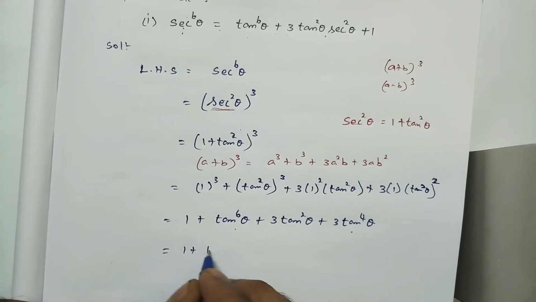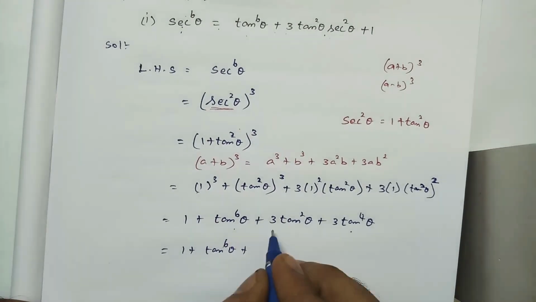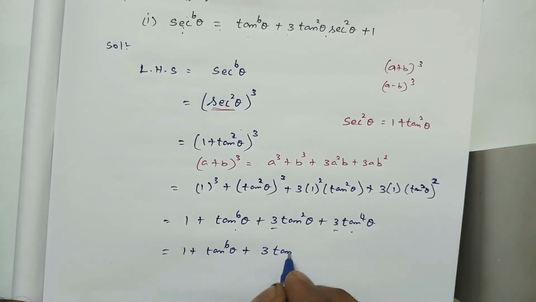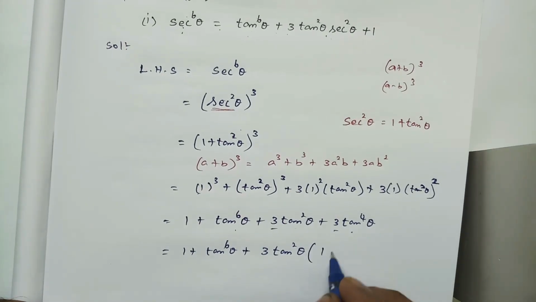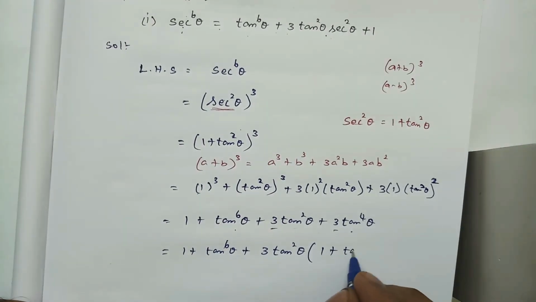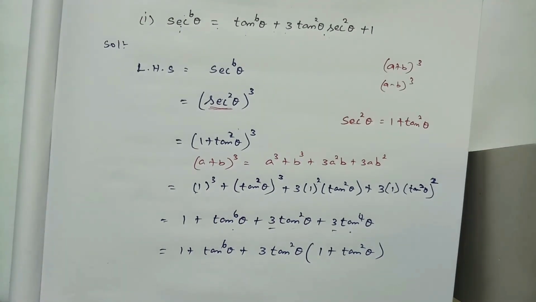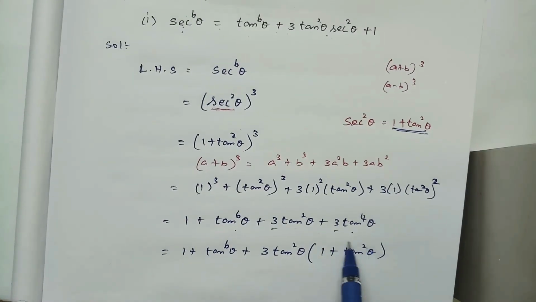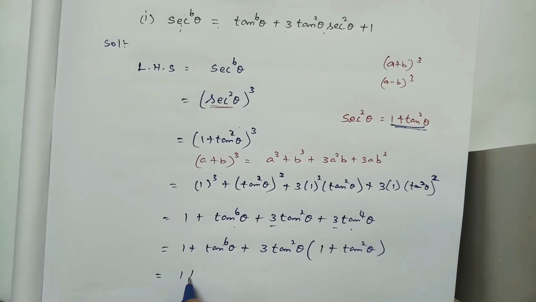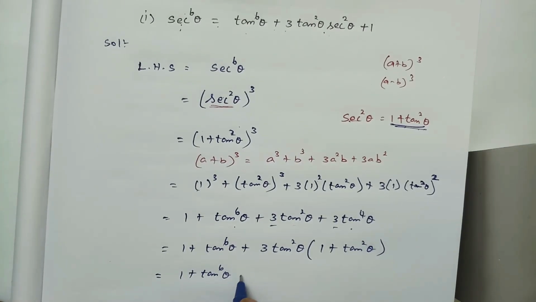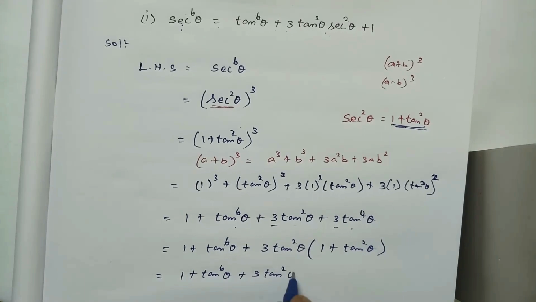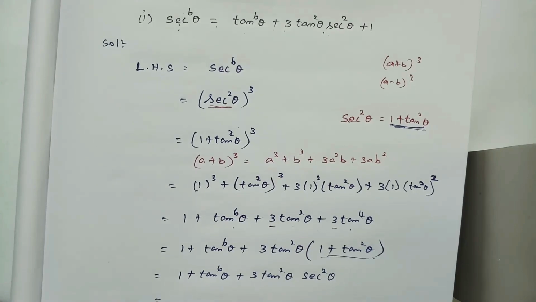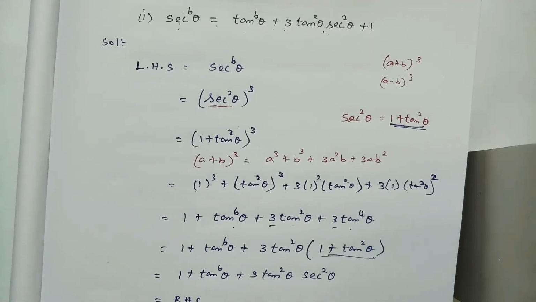So 1 plus tan power 6 theta plus, what is the common term? 3 common, tan square theta. I am just taking 3 tan square theta commonly outside. So what is the remaining? 1 plus tan square theta. Already we know that 1 plus tan square theta is equal to sec square theta. So instead of 1 plus tan square theta, we can substitute sec square theta. So it is equal to 1 plus tan power 6 theta plus 3 tan square theta into sec square theta, which is equal to the RHS. Hence proved.